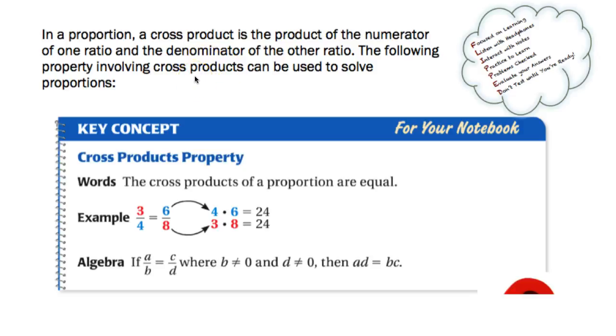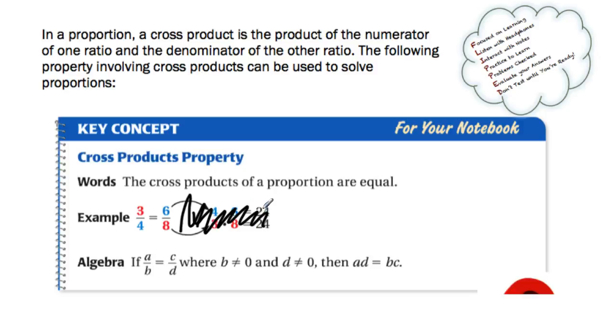What does that mean? It says the product of the numerator of one ratio, that's the top of the fraction, and the denominator of the other ratio, the denominator is the bottom. So in this picture, they take this 3 and the 8, the numerator of one and the denominator of the other fraction, and multiply them together, and the same with this denominator and that numerator. Right, so 3 times 8 is 24, 4 times 6 is 24, and you can use that fact to solve these. But it looks crazy.